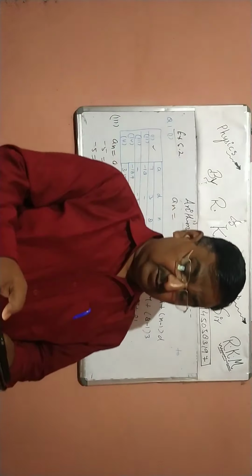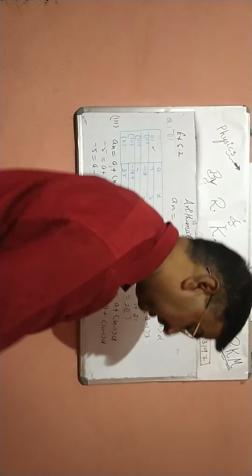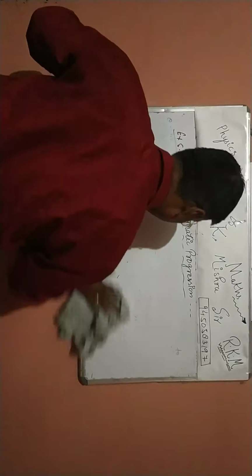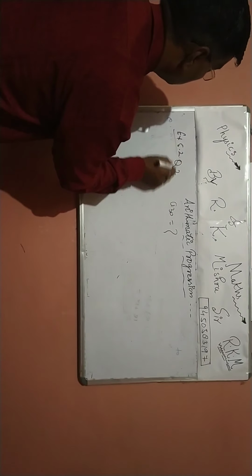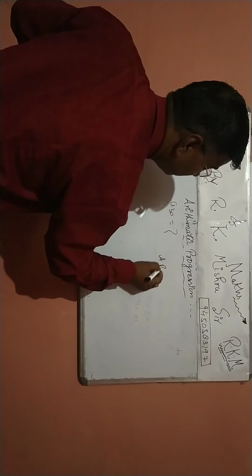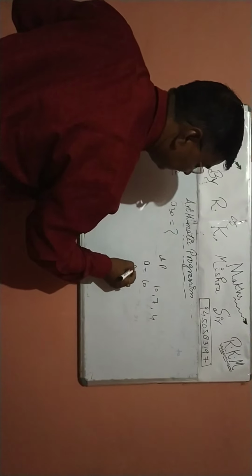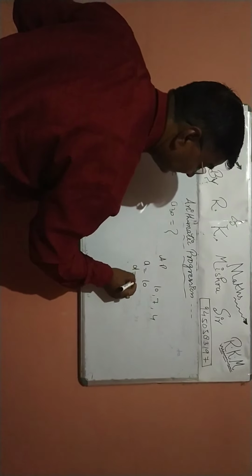Choose the correct choice: find the 30th term of the AP. AP is given, and you have to find the 30th term, A30. Question 2, what is given? AP is given: 10, 7, 4. A is 10, D is 7 minus 10, that is minus 3. N is 30, you have to find A30.